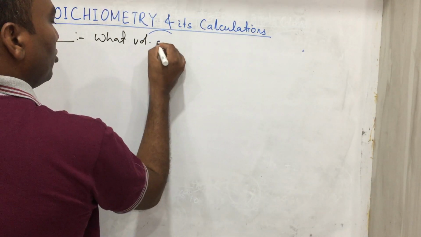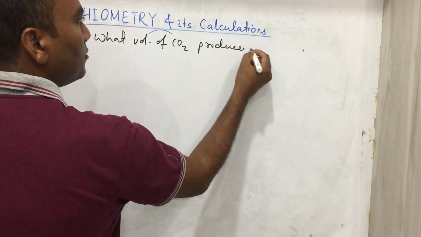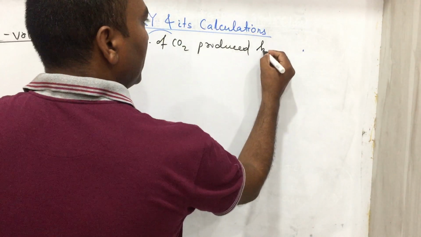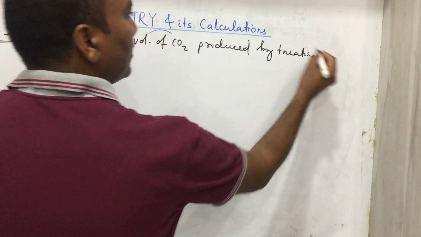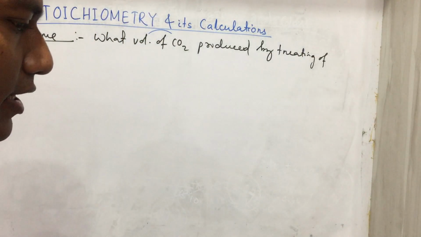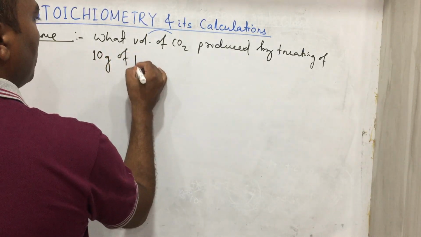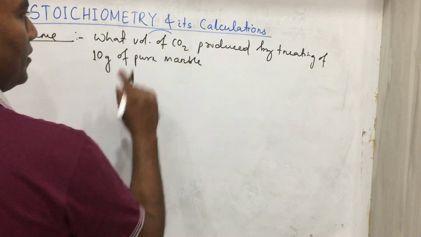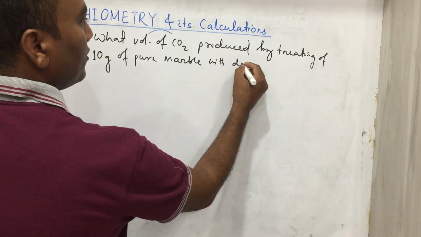What volume of CO2 is produced by treating 10 gram of pure marble with dilute HCl?